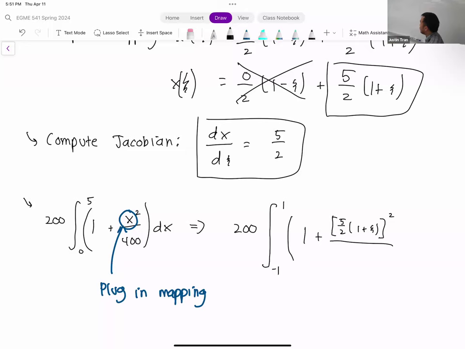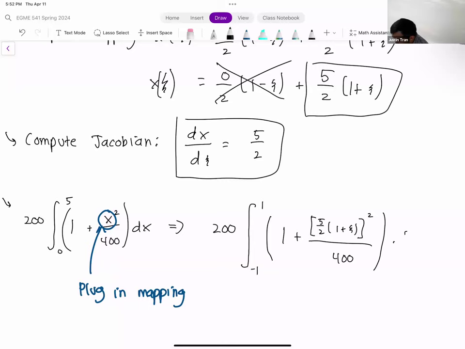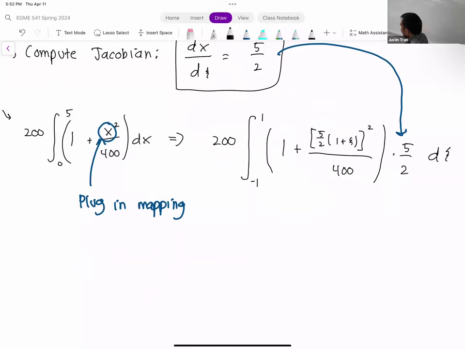all divided by 400. So now we've eliminated x from our integrand, and now we're integrating with respect to xi. We need our Jacobian. So our Jacobian here is 5 over 2, and then we're now integrating over d xi. Okay, good. So we've converted our integral. We've done our change of coordinates.